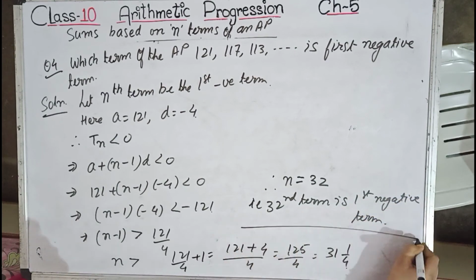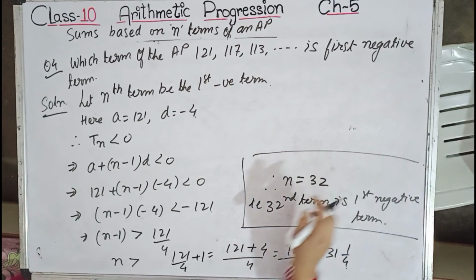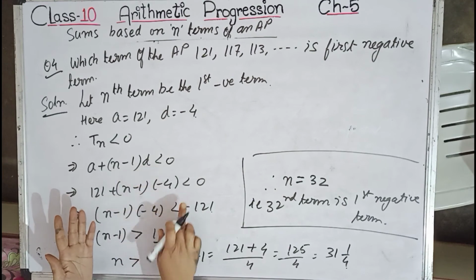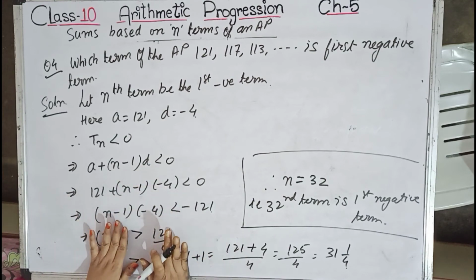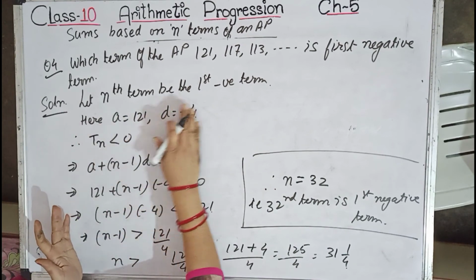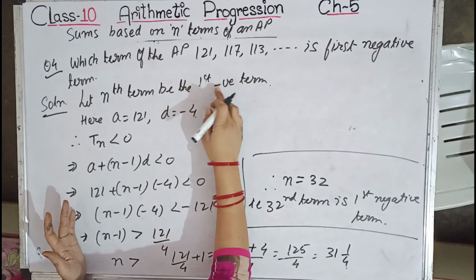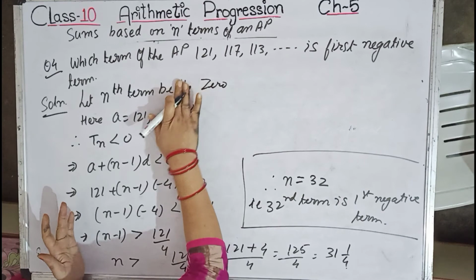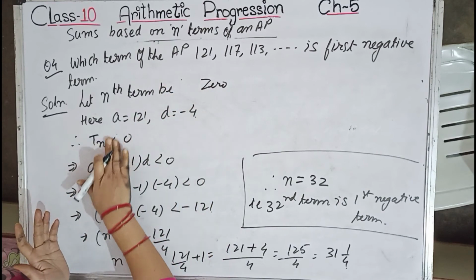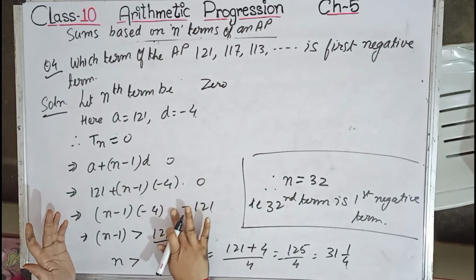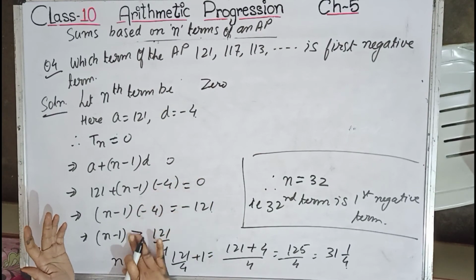Now children, what I want to say is, over here an inequality sign is there, and maybe someone will make a mistake in changing the inequality signs. So what you do is, let the nth term be 0, in place of the first negative term. Then Tn equals 0. In this, your calculation mistake will be lesser.